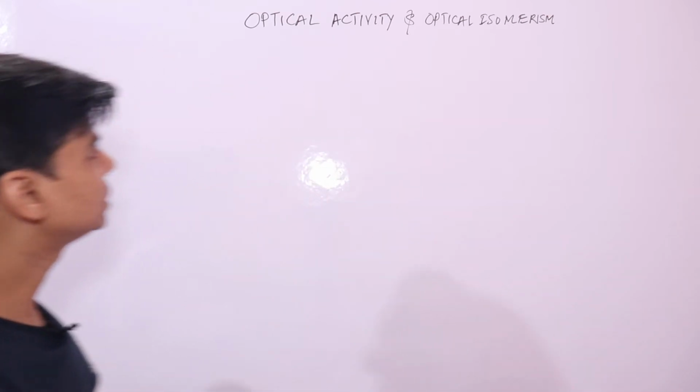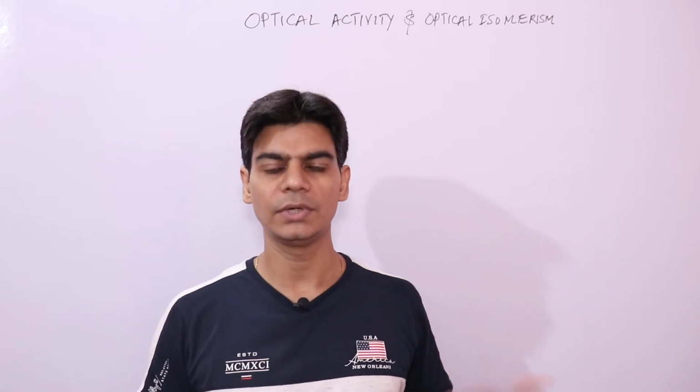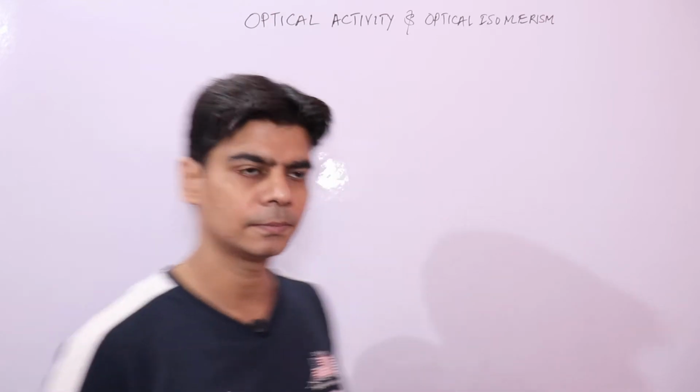Now in this video lecture we will go through the second type of stereoisomerism, which is optical isomerism. In this video lecture we will understand what optical activity and optical isomerism are. Before understanding optical isomerism, we should know what optical activity is.